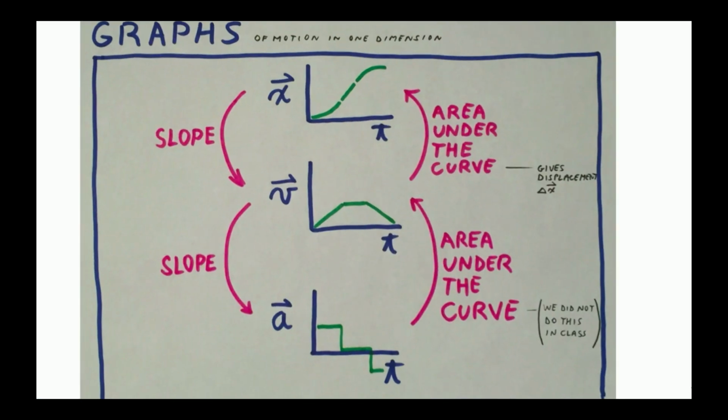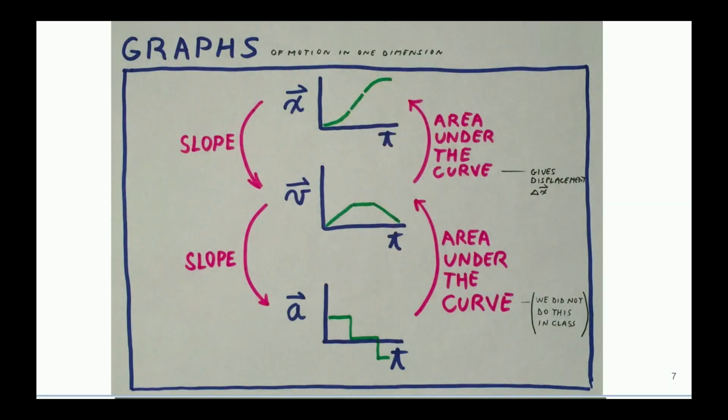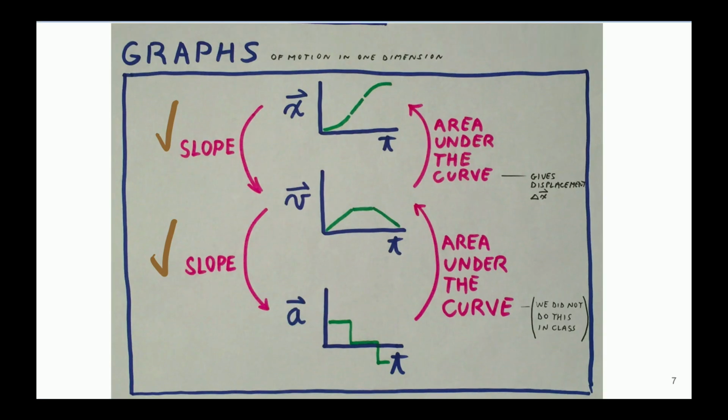For graphs, there's something really nice about the graphs of motion. There's a really nice symmetry, and we haven't been explicit about pointing it out yet. But if you look at these graphs, you'll see that, as you well understand, slope of a position time graph gives you velocity, and as you well understand, slope of a velocity time graph gives you acceleration. And you even know that the area under the curve for a velocity time graph gives you displacement.